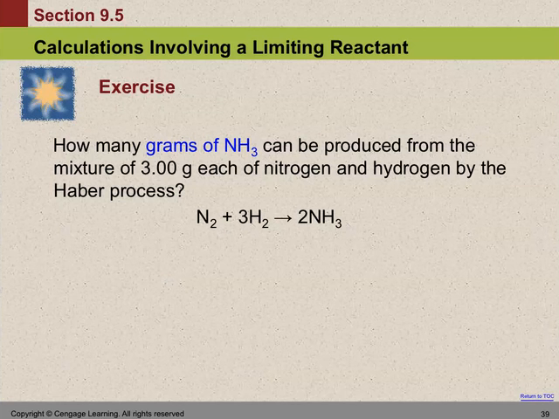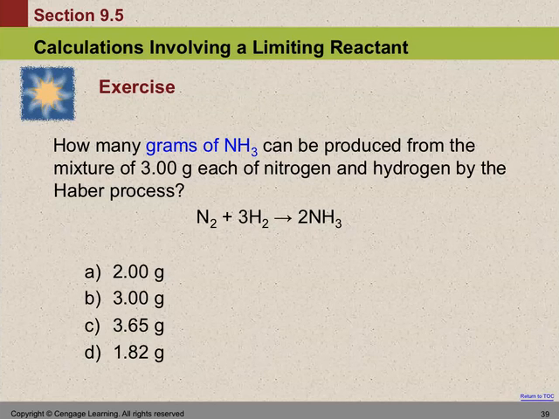How many grams of ammonia can be produced from a mixture of 3 grams of nitrogen gas and hydrogen gas? Well, first of all, you've got to look at the ratio that nitrogen and hydrogen gas react in. If you've got 3 grams of each, you need to determine the number of moles that you have of each and compare them to the molar ratio.